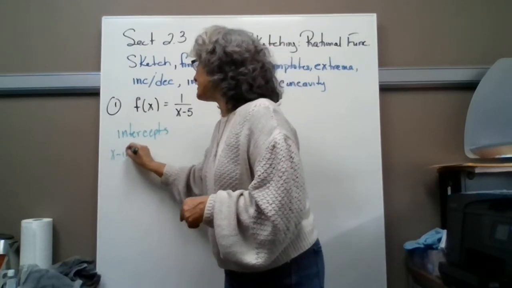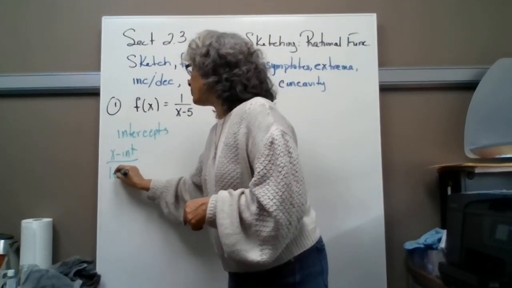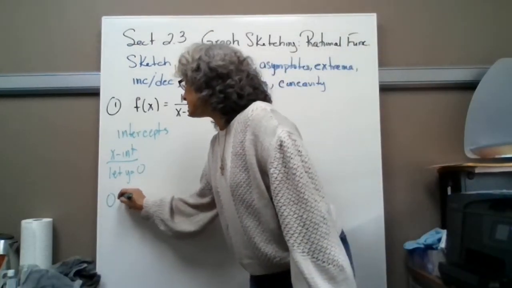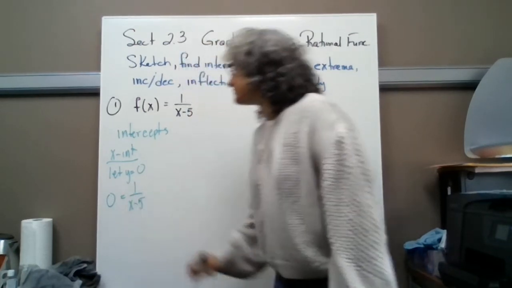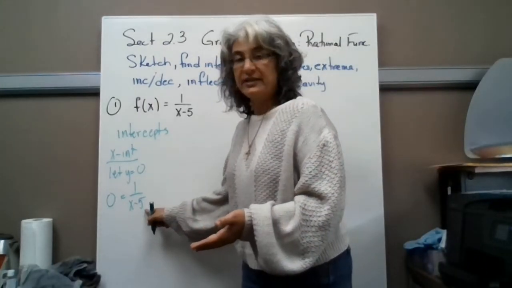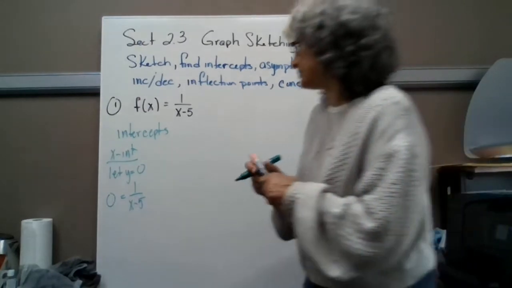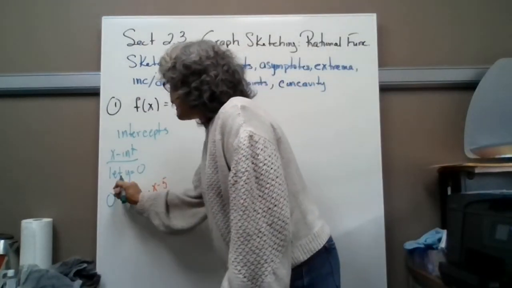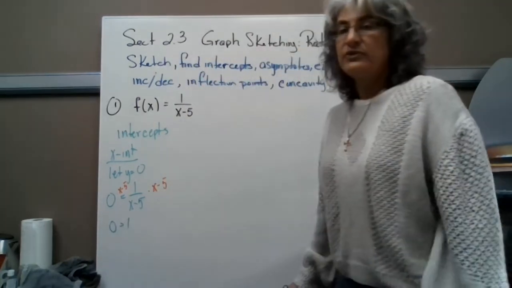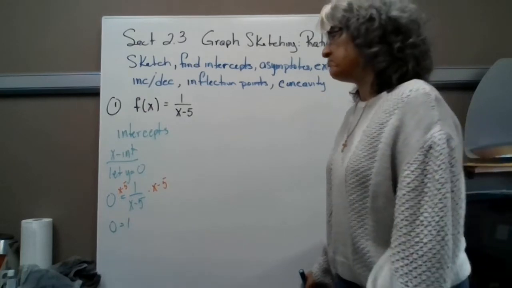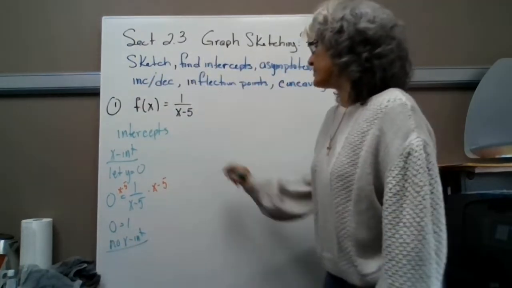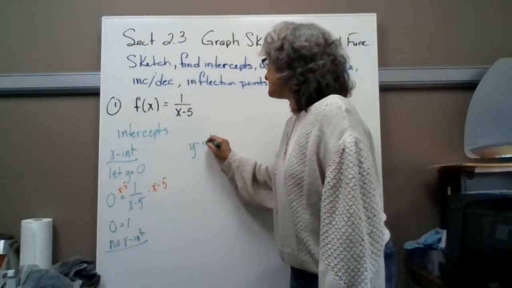If I want to find the x-intercept, remember, you let y equal 0, which means the whole equation is set equal to 0. I'm going to multiply both sides by the denominator, which is going to cancel out the x minus 5. And anything times 0 is still 0, which means I end up with 0 equaling 1. So do I have any x-intercepts? Nope. So no x-intercepts.